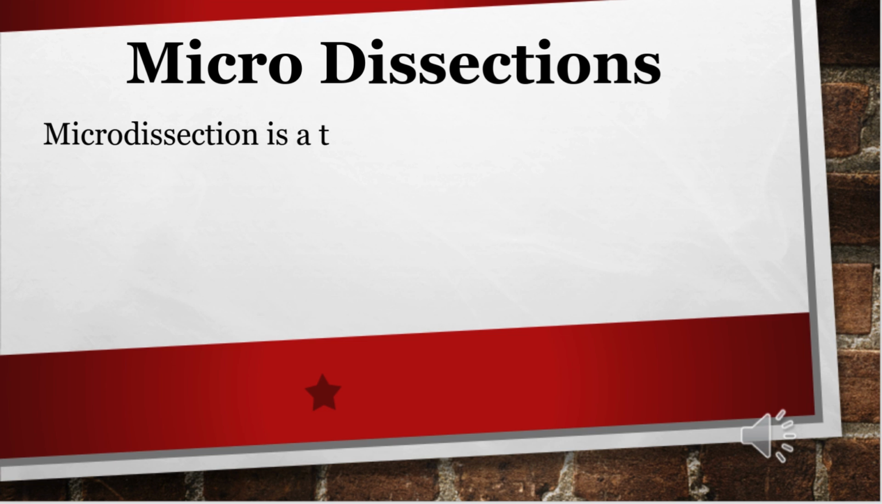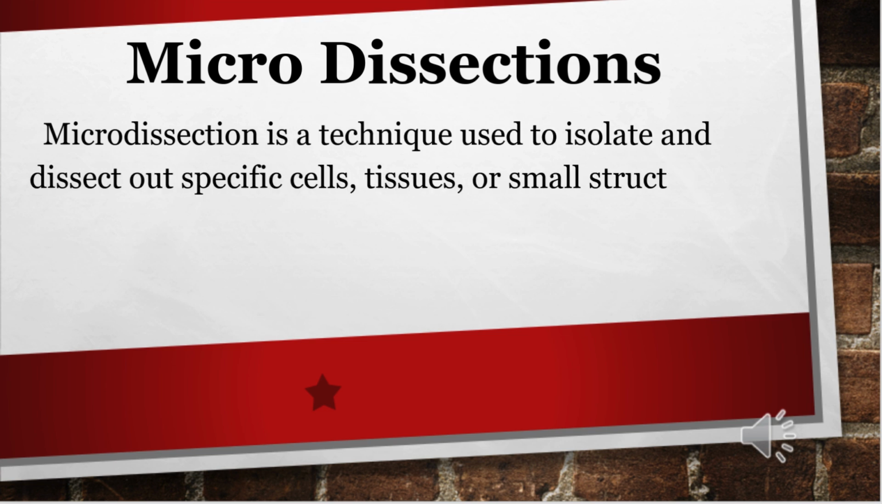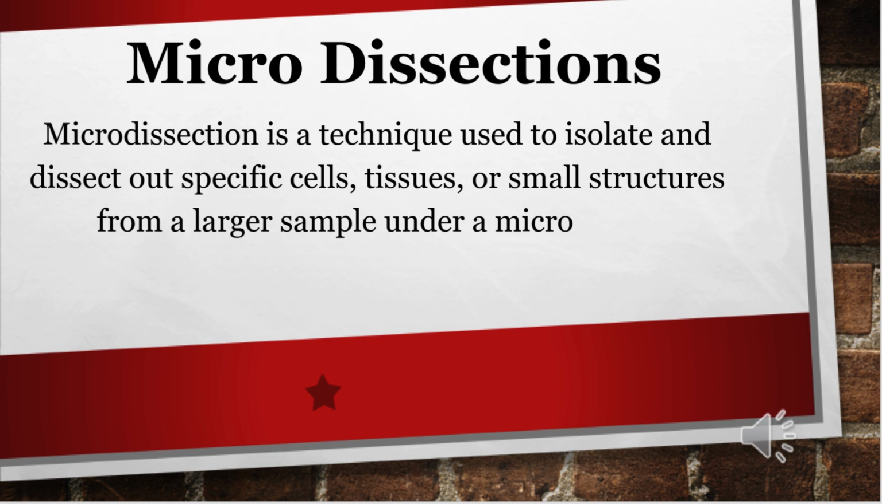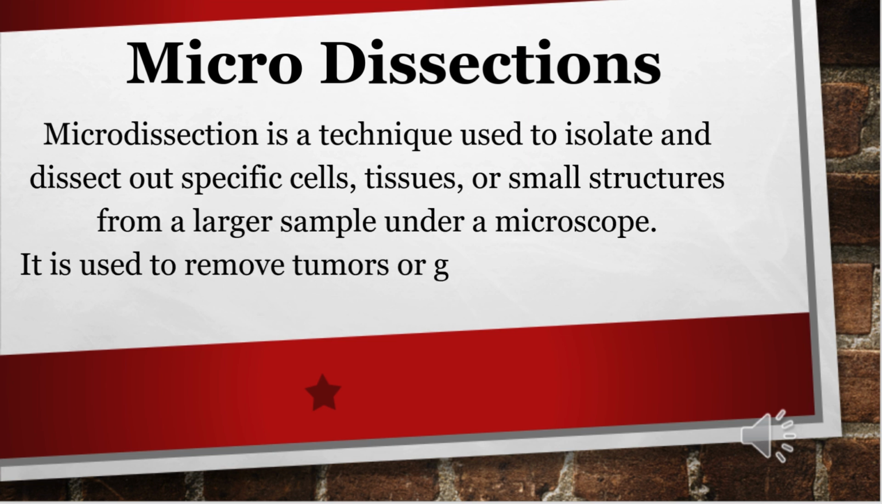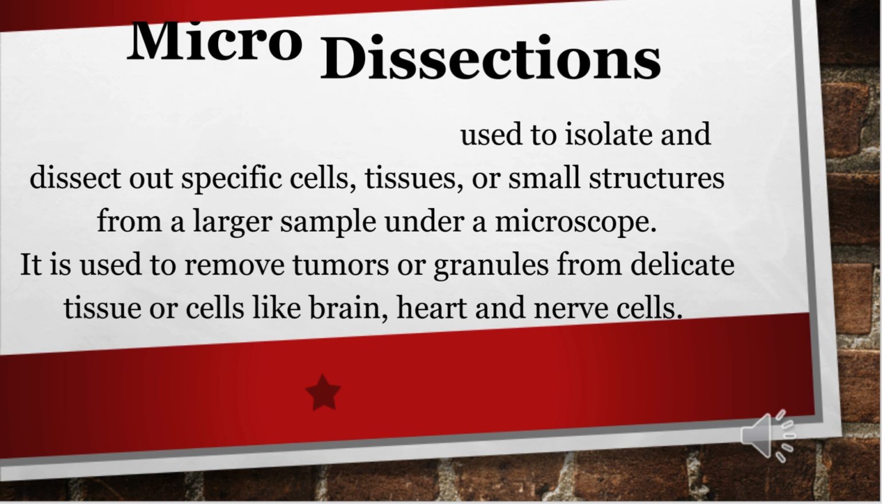Microdissection is a technique used to isolate and dissect out specific cells, tissues, or small structures from a larger sample under a microscope. It is used to remove tumors or granules from delicate tissue or cells, like brain, heart, and nerve cells. In this technique, the image is observed on a large TV screen or monitor while dissecting.